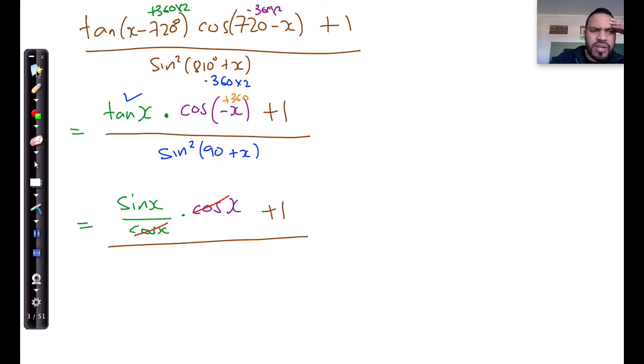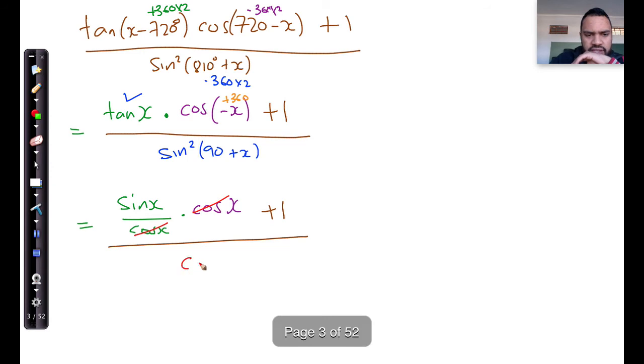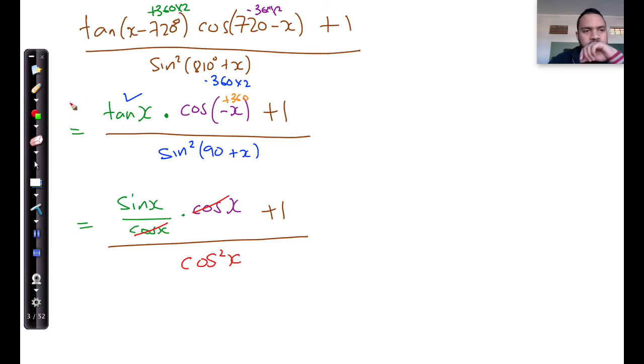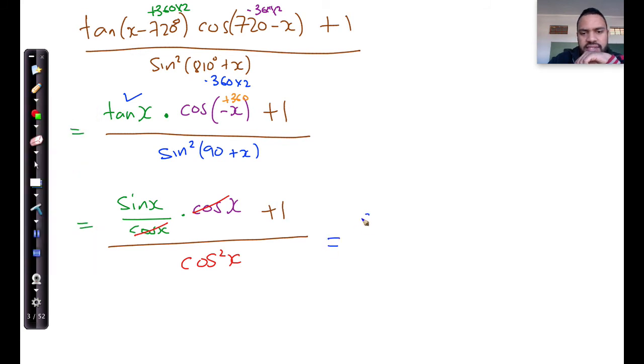90 plus x is a co-ratio. So sin of (90 + x) simplifies into the following. That's in the second quadrant. Sine is positive. When I see 90 plus, I use the co-ratio, which is cos, and that's going to be cos of x. So let me put that in. That's going to be cos x in the denominator, cos² x. Okay, now let's see, what do I get? I've now got sin x plus 1 divided by cos² x.